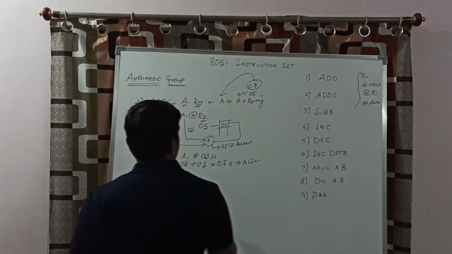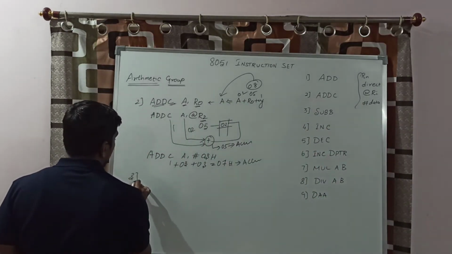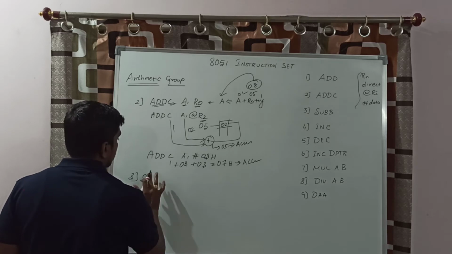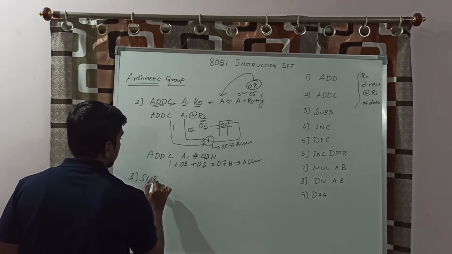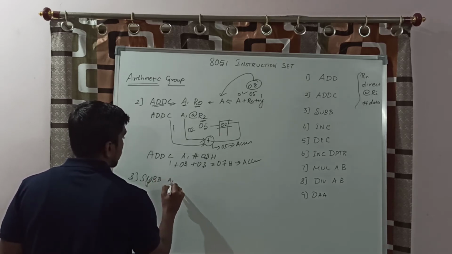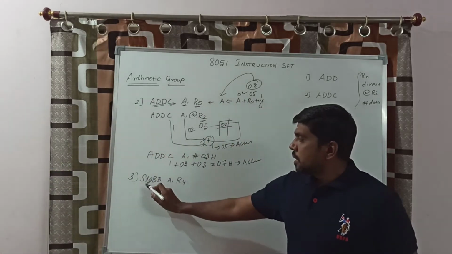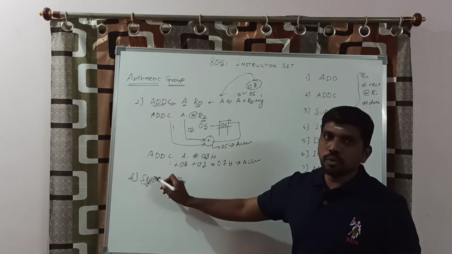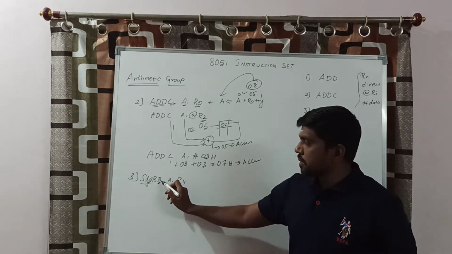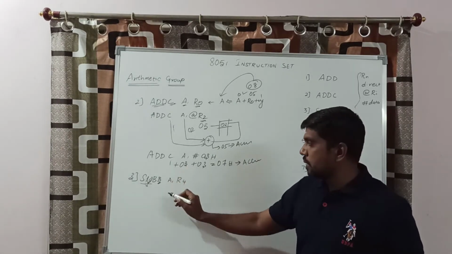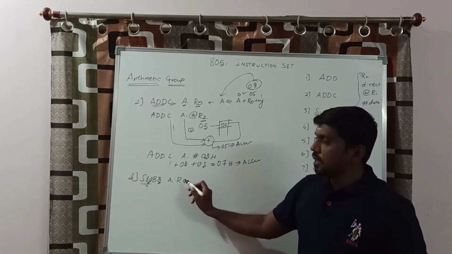The third instruction, subtract: SUBB A, R4. In this instruction, SUB represents subtract, and B represents that you consider the borrow value, accumulator, then R4.